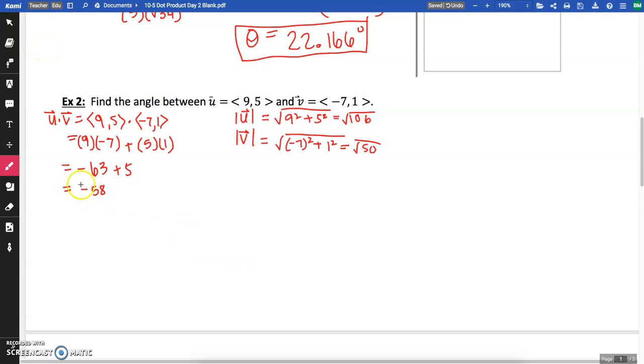Okay, so here are my little pieces for the formula. So here's my dot product, -58, and then magnitudes over here. Don't worry about simplifying these radicals at all, because we're going to plug them into the calculator anyway, so it doesn't matter. So if I want to find the angle between them, I'll set up my formula. Cosine of theta equals the dot product, so -58, divided by the product of the magnitudes.